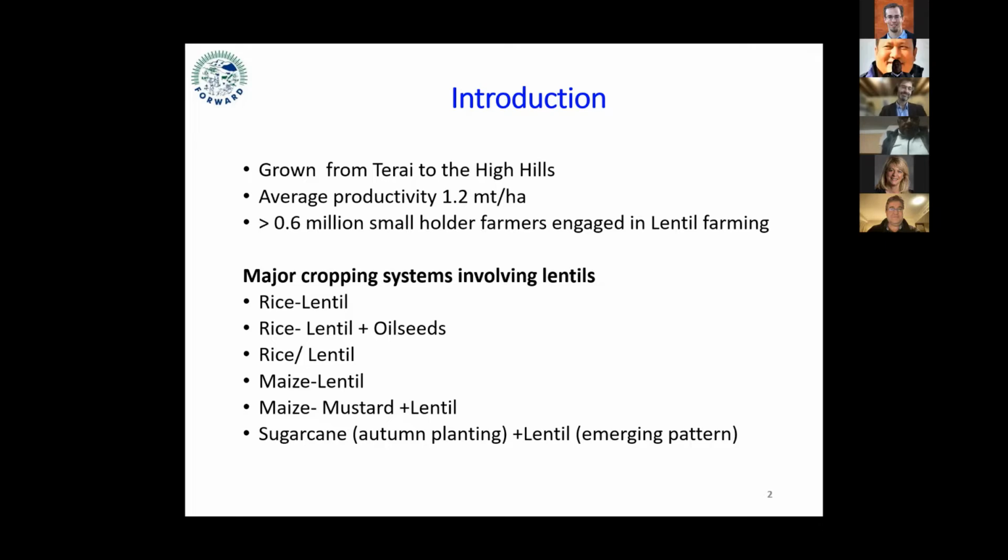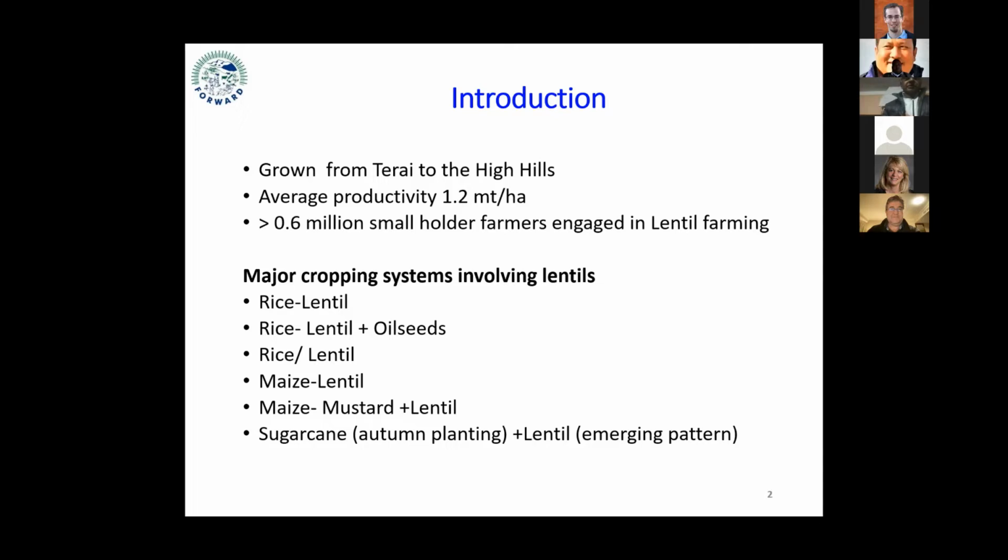Now going to my first slide. Lentil as a crop is grown from the Terai to the high hills up to 2,500 meters. The average productivity of lentil in Nepal is 1.2 metric tons, and over 6 million smallholder farmers are engaged in lentil farming, and it is a source of livelihood and income to a large number of small farmers in Nepal.